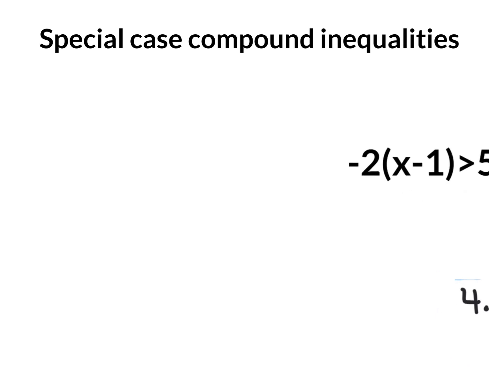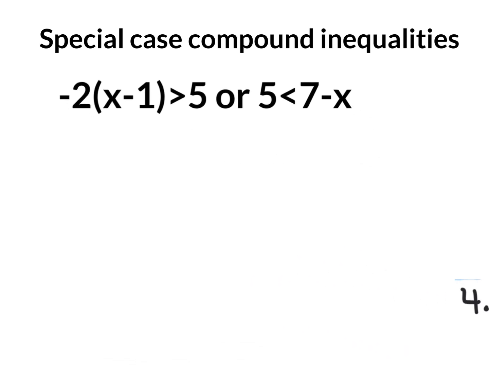Go ahead and jot this one down. We do have the word or. Let's see how that plays out. So once again, we're going to solve the left inequality, solve the right inequality, then worry about the word or and how it appears on the number line. So to solve this left one, we need to simplify first. So, Nate, what would I do?